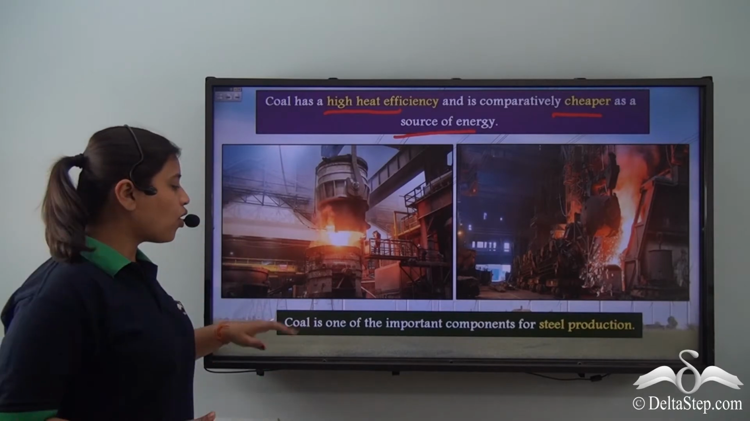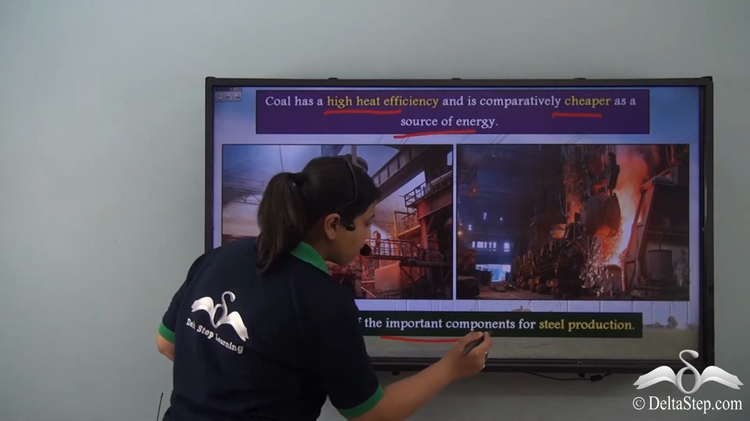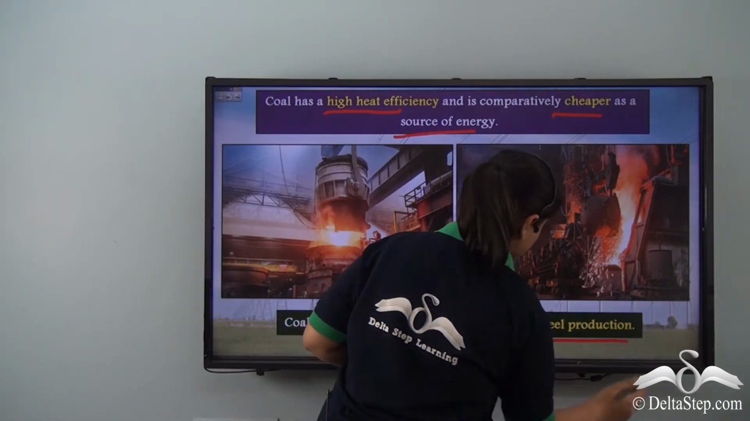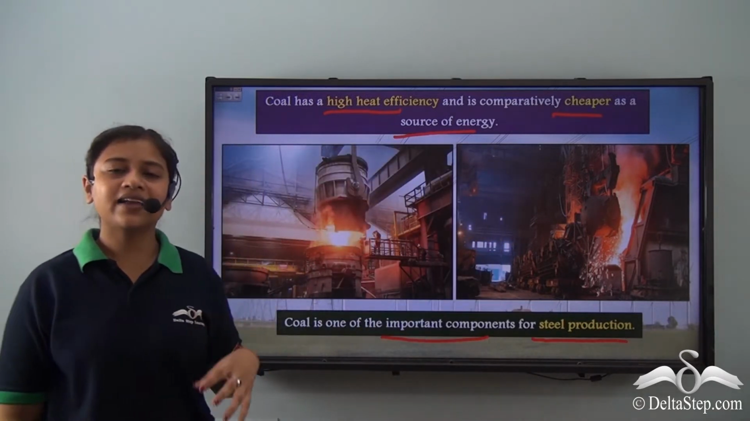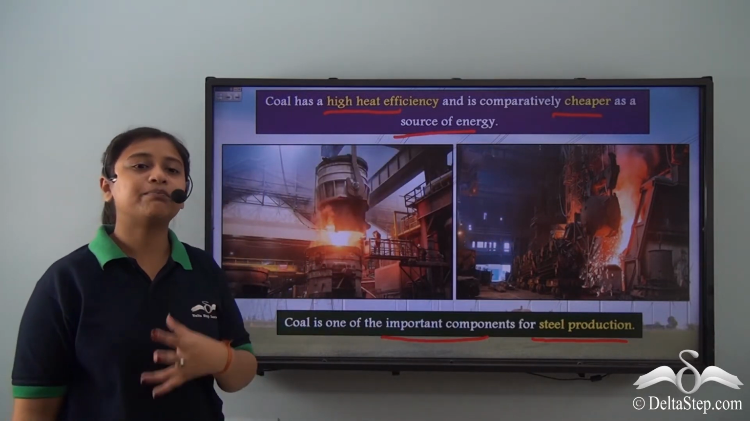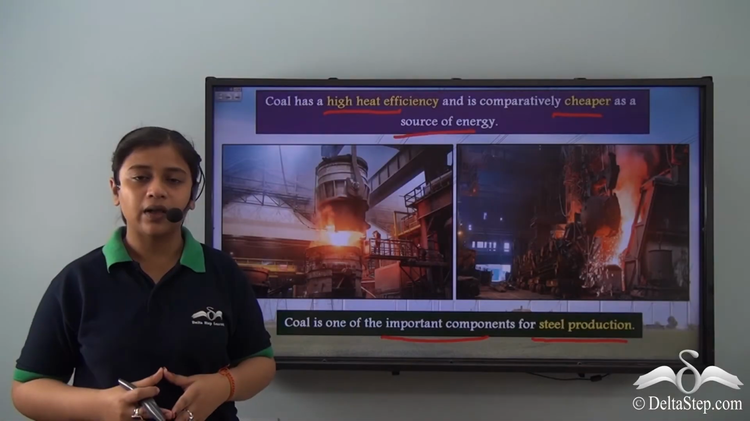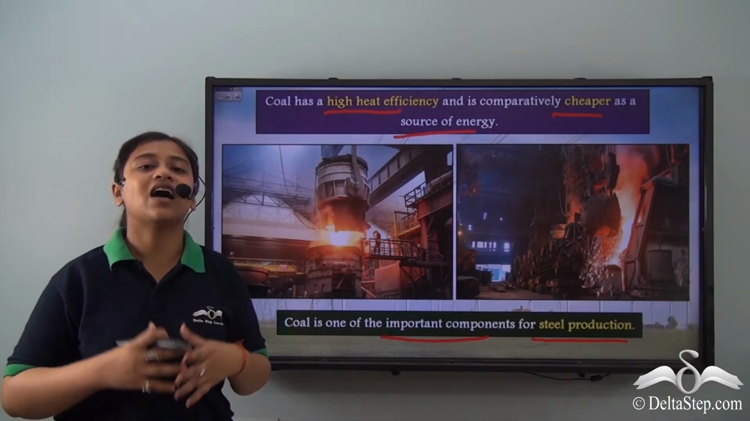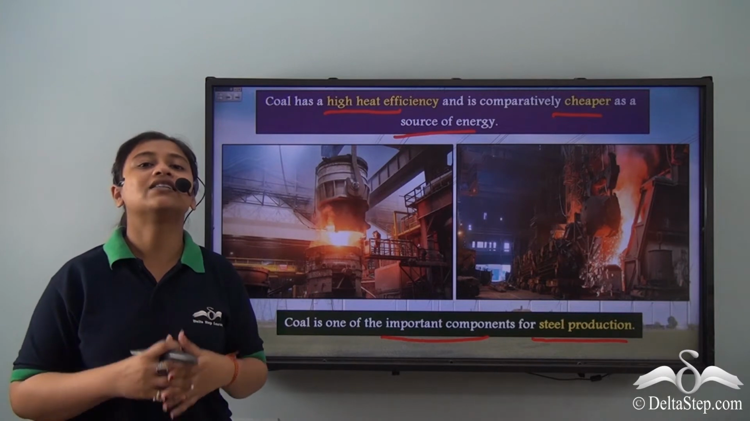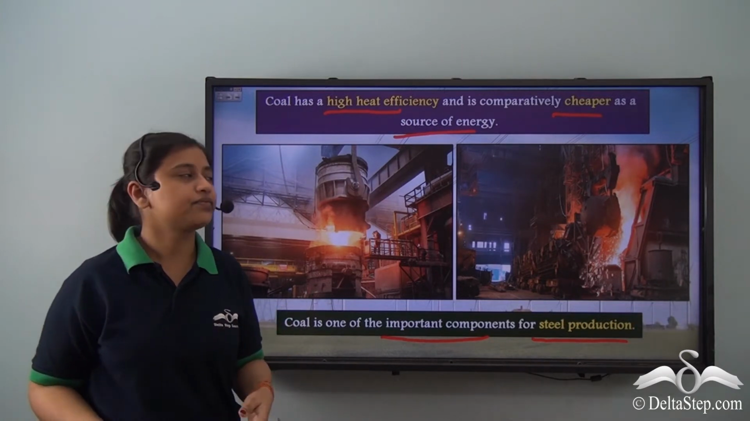This is why coal is one of the most important components for steel production. So we can say that iron and steel industries heavily depend upon coal as a fuel. So coal also has a high market value or a high economic value.